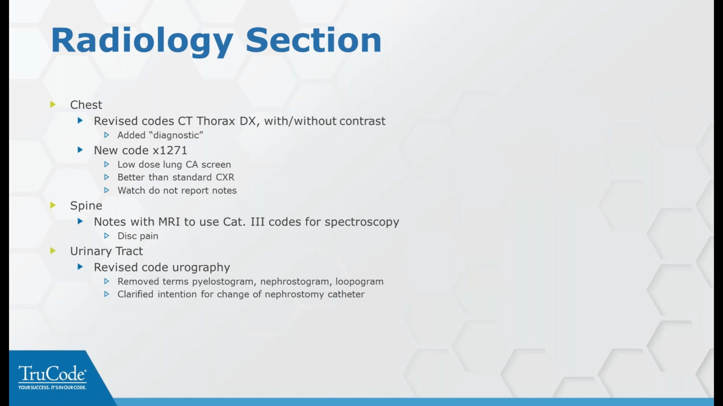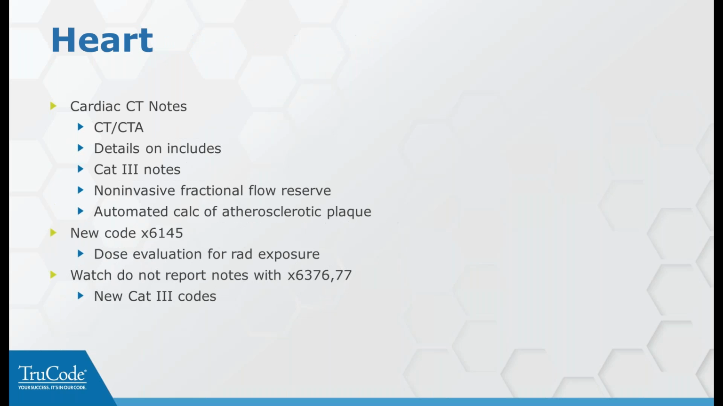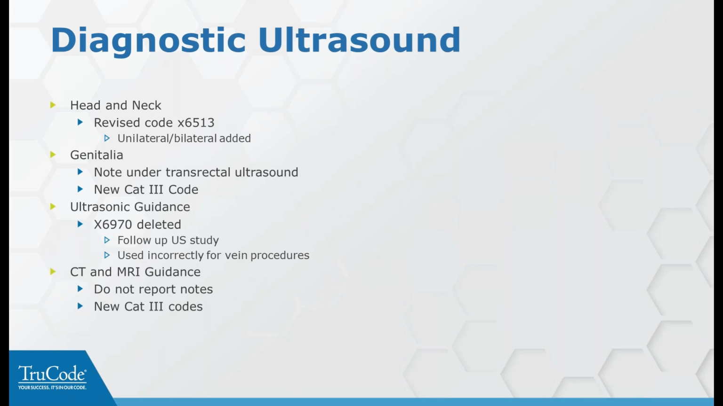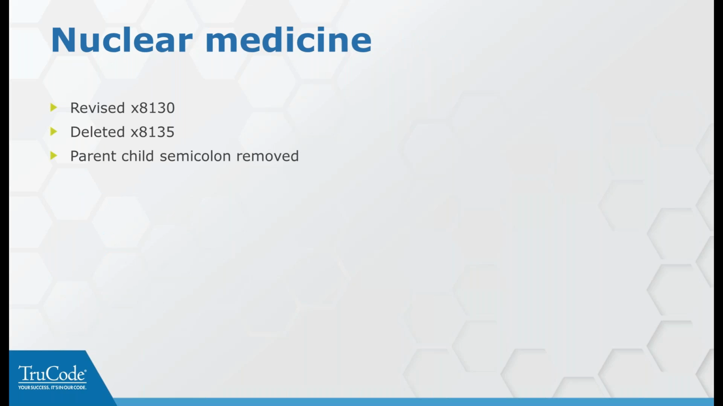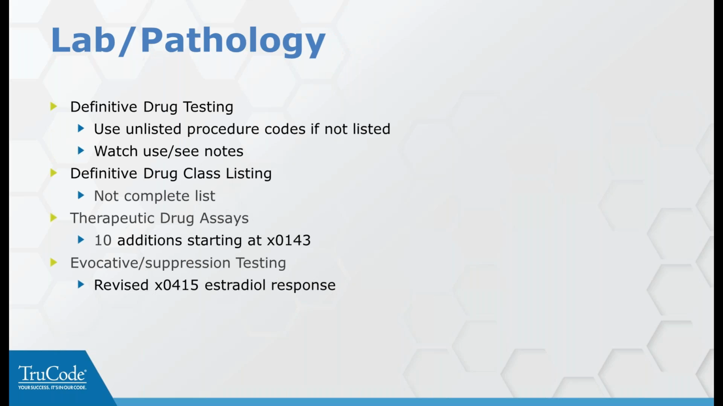All right, so I'm looking at my time frame, and it looks like that's probably about all the time we have. Those are the main changes. I'm going to quickly go through. You can see not a lot of changes in the radiology section, a couple of things there in the heart. In the diagnostic ultrasound, mostly just notes referring us to category 3 codes there. Just watch for a lot of category 3 codes. Nuclear medicine, again, just some revised codes there, not very much going on.